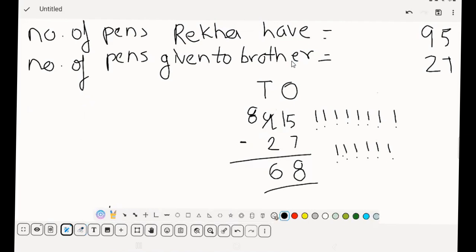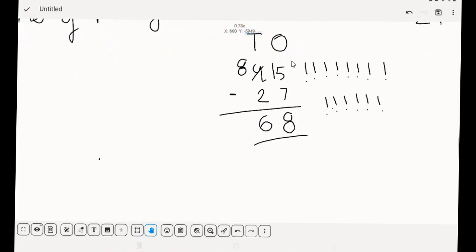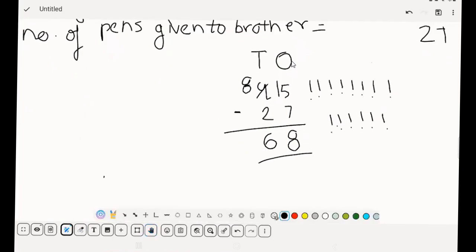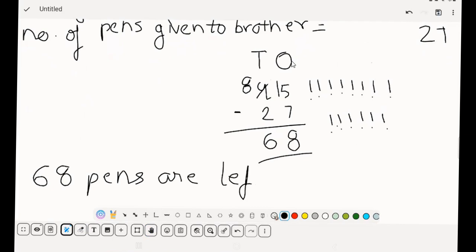So how will you write the answer? How many pens has the brother left with Rekha? Okay, so 68 pens are left with Rekha. So this will be the answer.